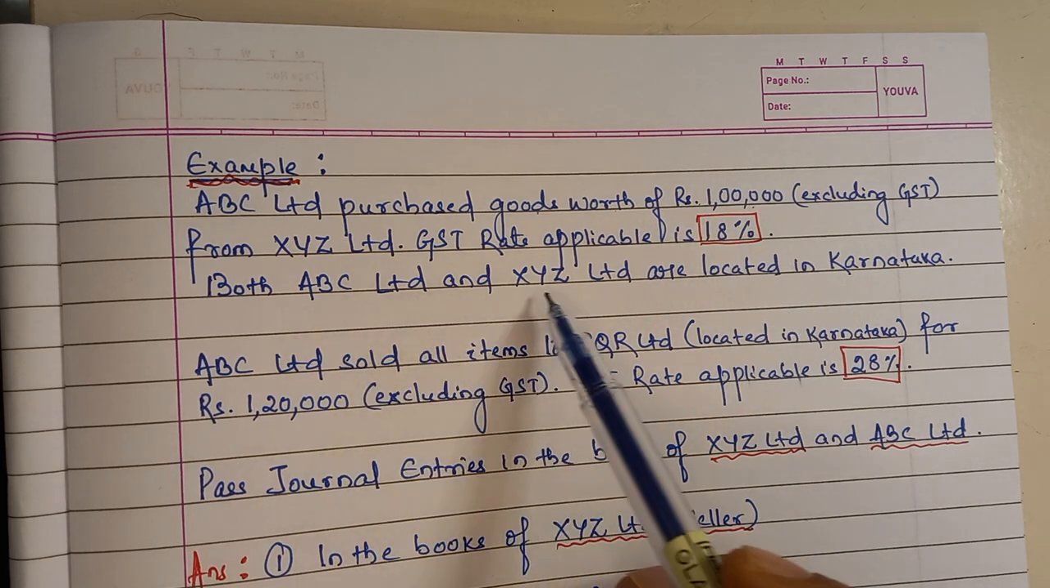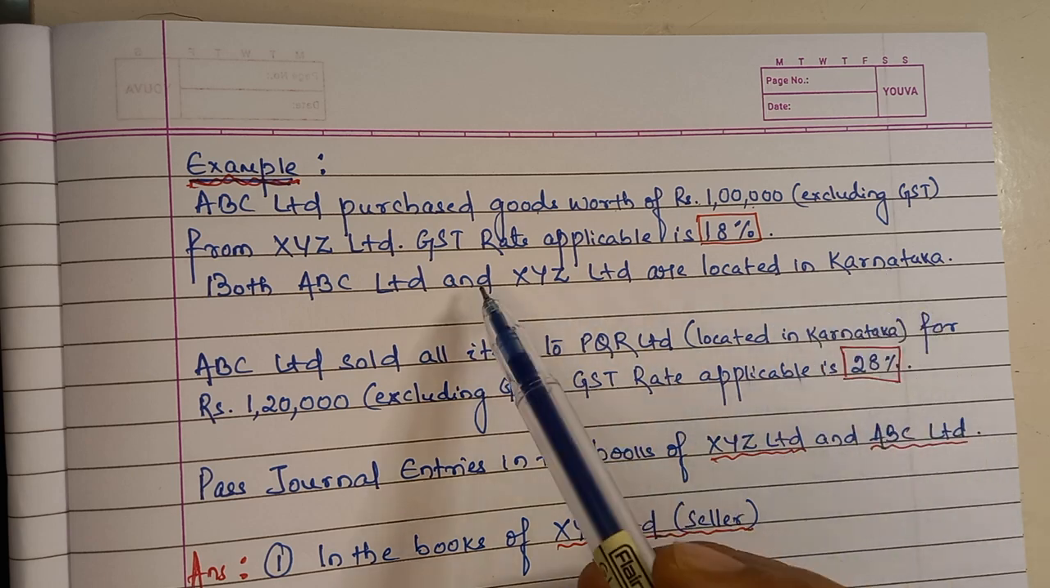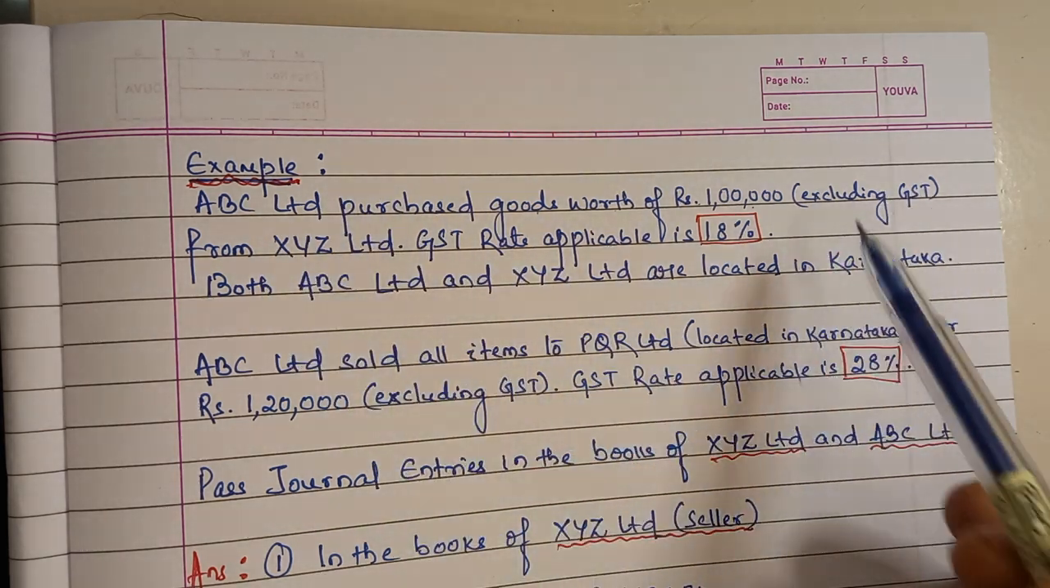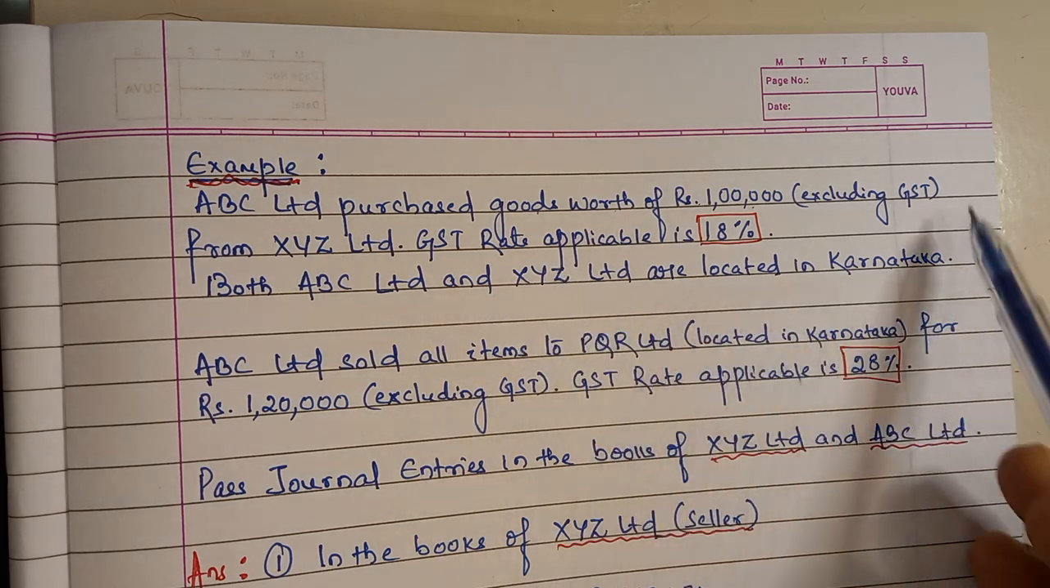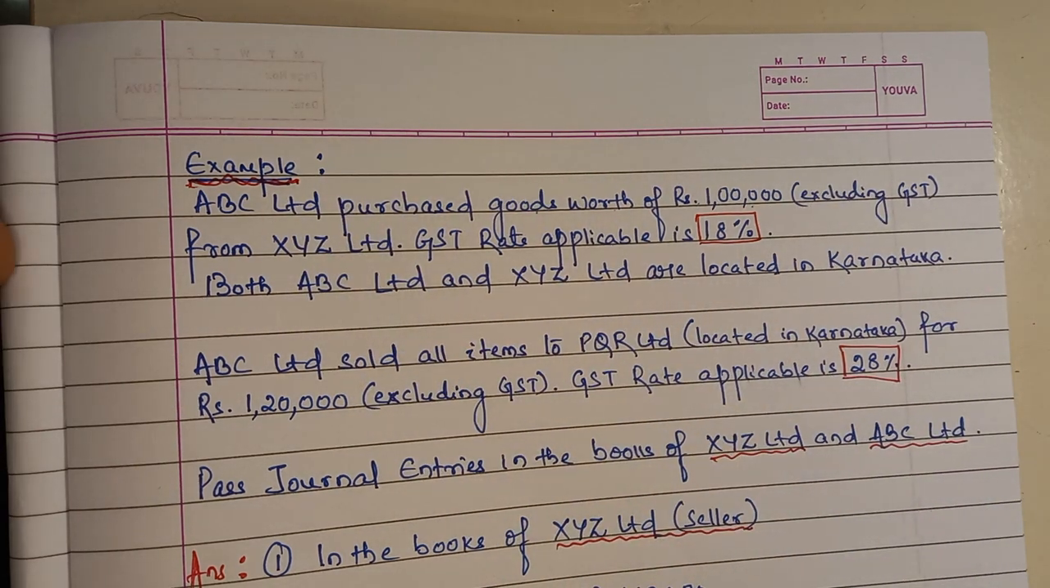Both ABC Limited and XYZ Limited are located in Karnataka. So it is very clear that this transaction is intrastate, within the state, right? The purchase and sale is happening within one country, within one state. Hence, this is an intrastate transaction.